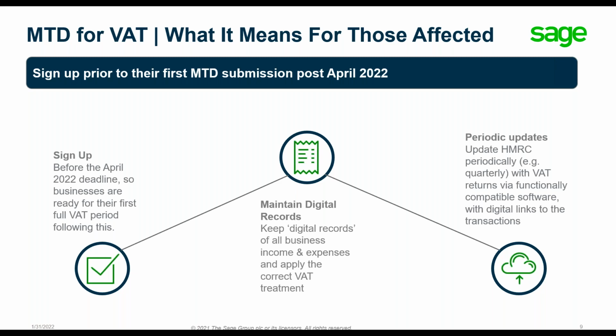The software used must be capable of receiving information from HMRC digitally, which is via their API platform, Application Programming Interface Platform. And accountants and bookkeepers can continue to use their agent services account to administrate VAT on behalf of their clients.